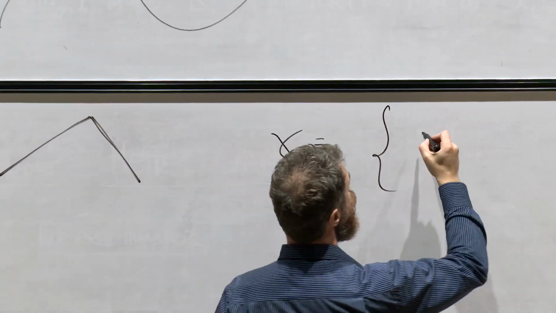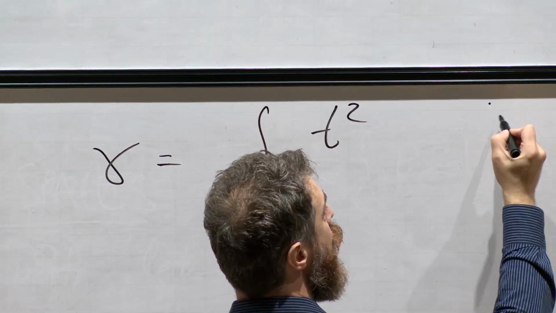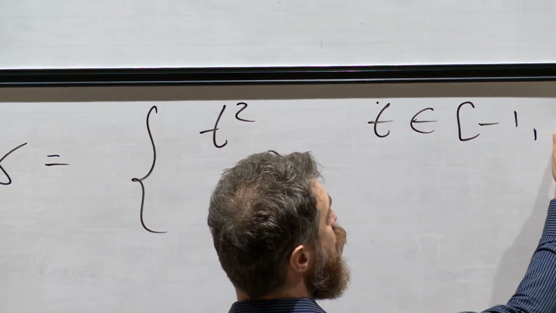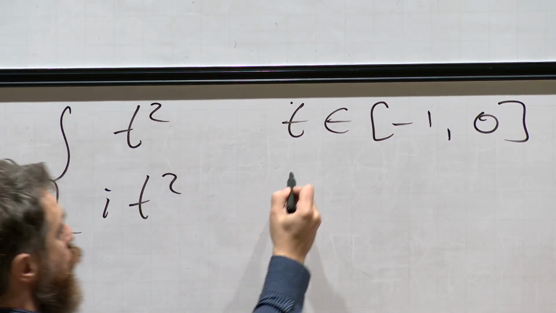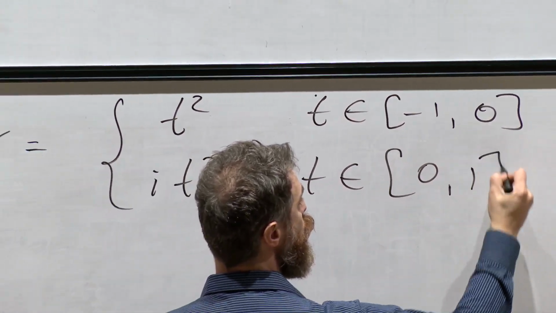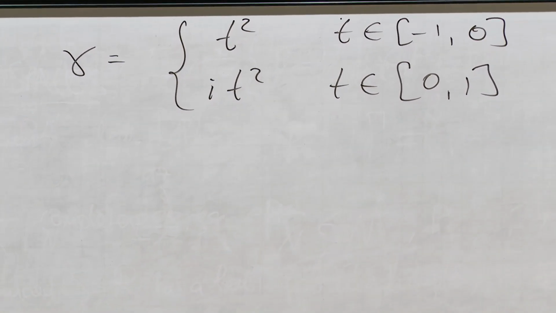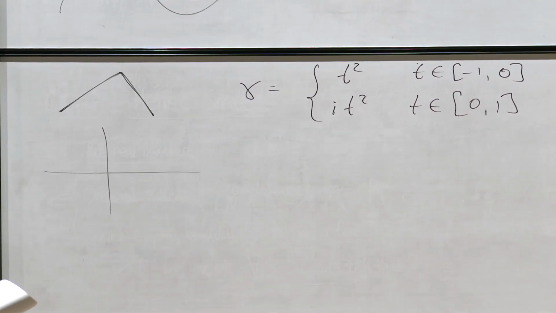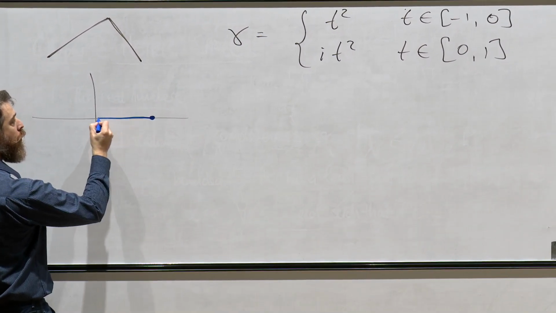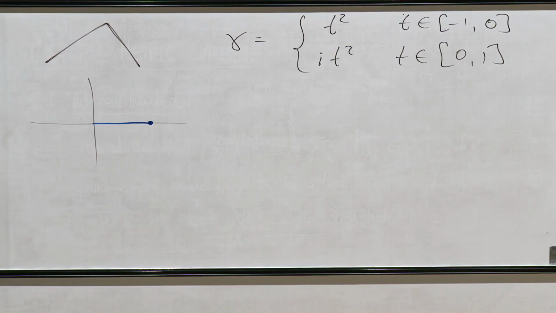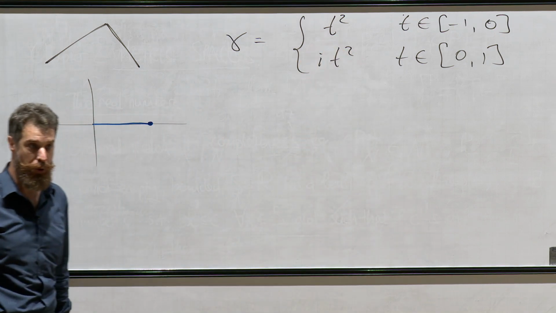So it's t squared when t is from -1 to 0, and it's i t squared when t is from 0 to 1. Then how does this curve behave when t goes from -1? When t is -1, we start here, and then we move here, and clearly this is differentiable, but at point 0, the derivative is 0.